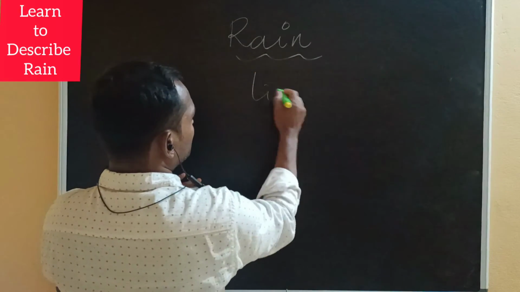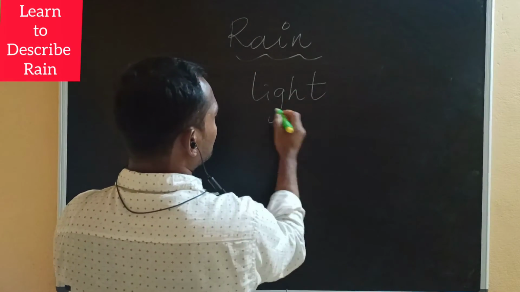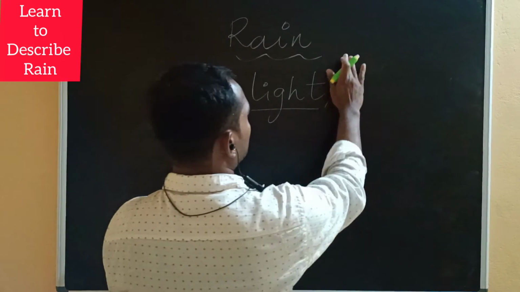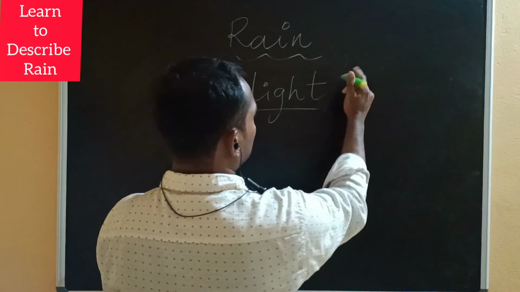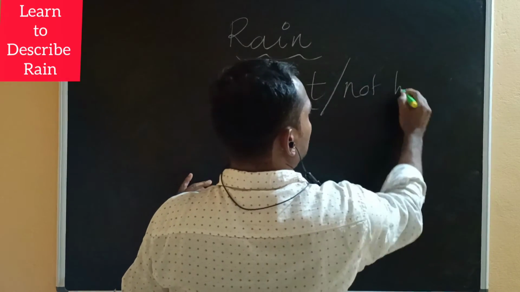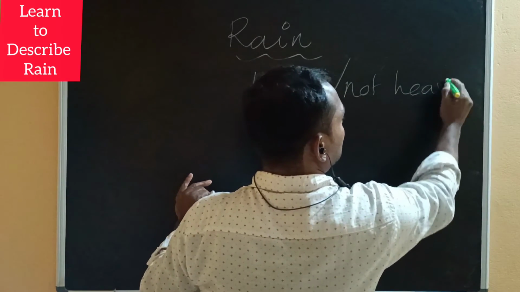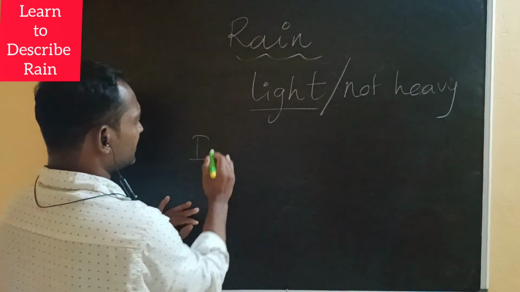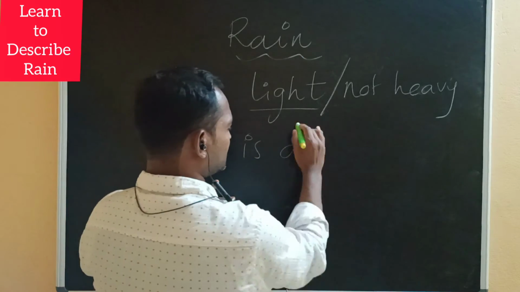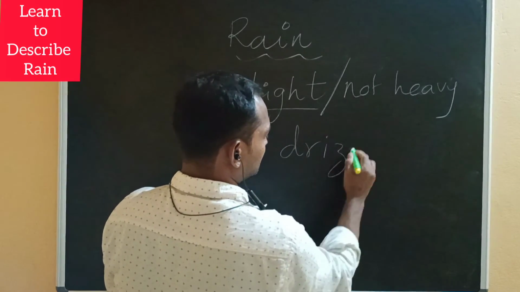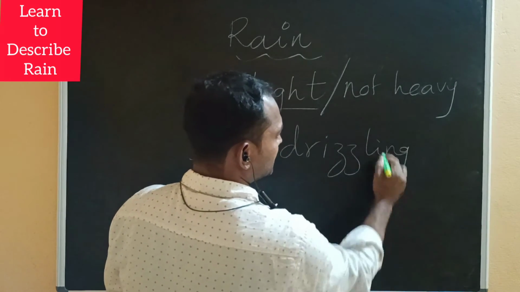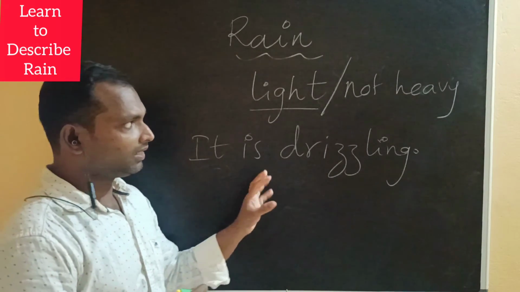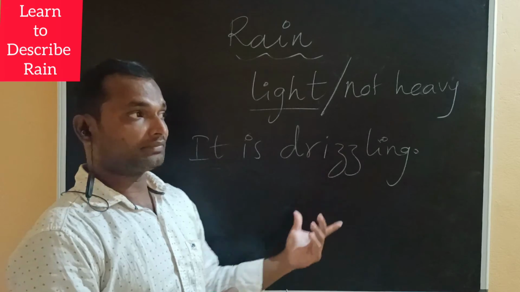So if you want to describe light, not heavy, very light rain, you can say it is drizzling. It is drizzling. Raining very lightly, not heavy rain.